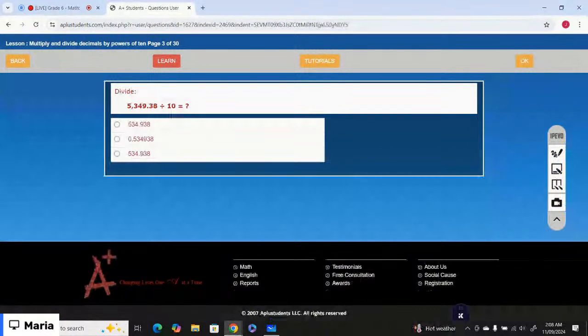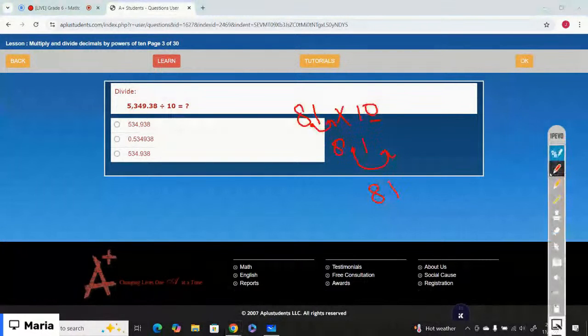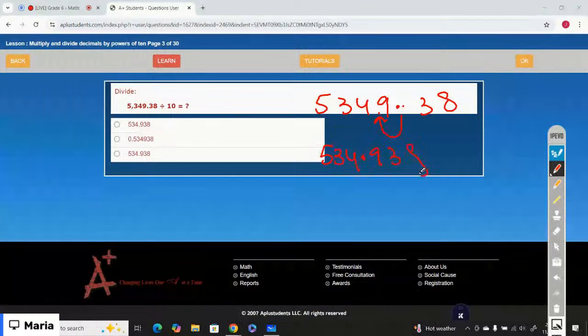Okay, again, that is dividing 5,349.38 divided by 10. So you have only one zero with 10. That means you need to move the decimal point one place left because you are dividing. So you need to move the decimal point from here to here. So that is 534.938. Option number three is the correct option.